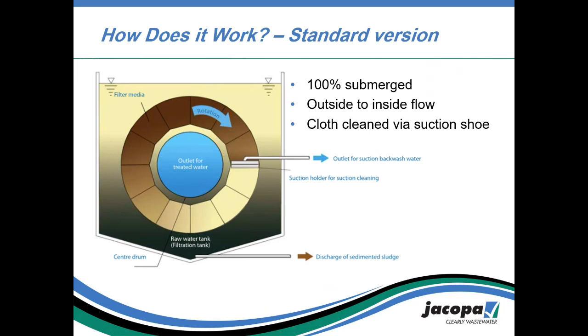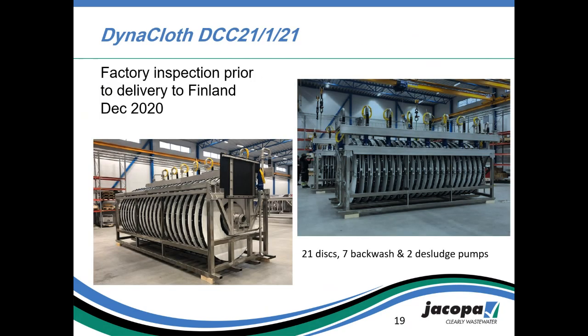So we can clean 3 discs at a time, then rotate through the disc up to a 32 disc filter. Looking at the internals of the unit, this is for a concrete installation. You can see on this particular one it's a 21 disc unit, so it has 7 backwash pumps and 2 desludge pumps to capture the material that falls into the bottom of the outside tank.